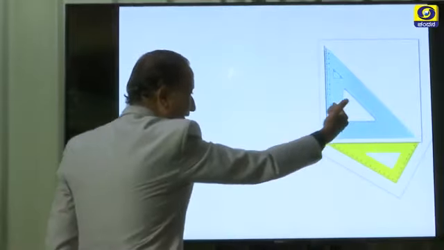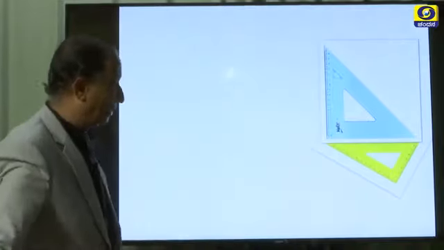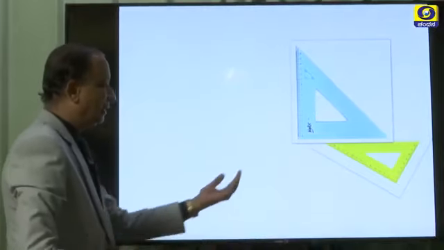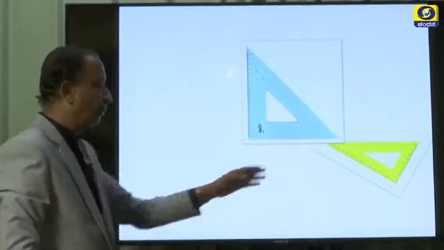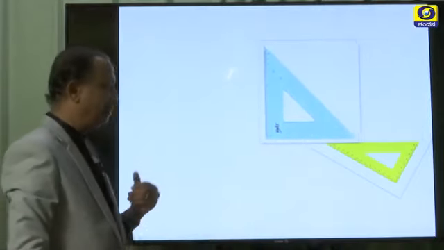Now gently you move this, keeping this in the same position tightly so that it remains parallel to the given line. See, slowly you can move, keeping the other set square below in the same position. Once again you can see.